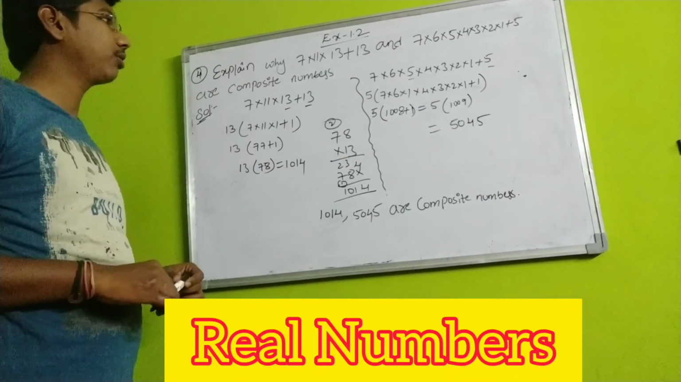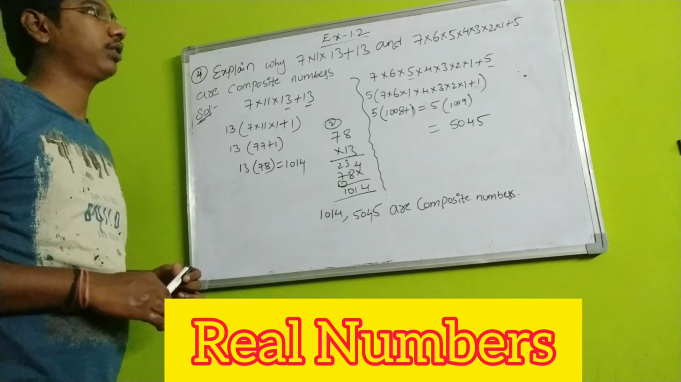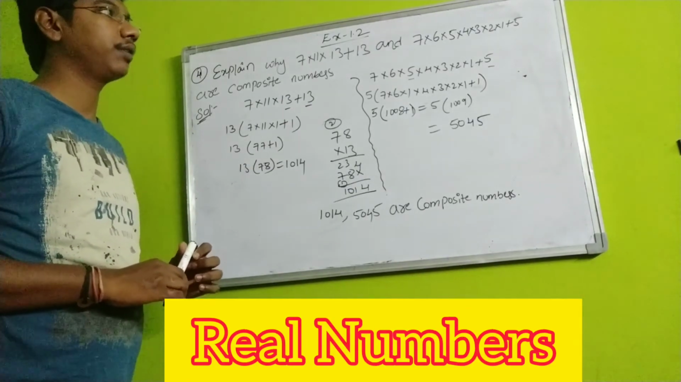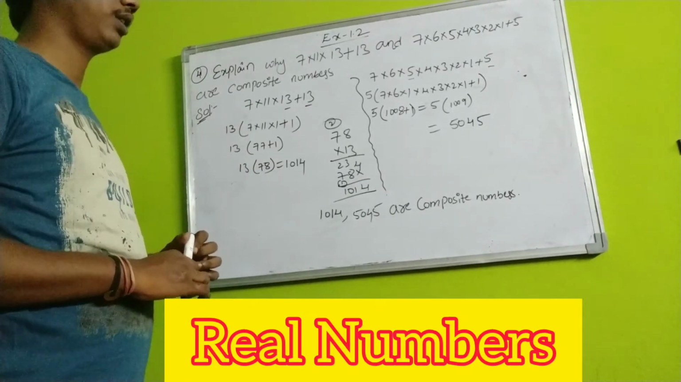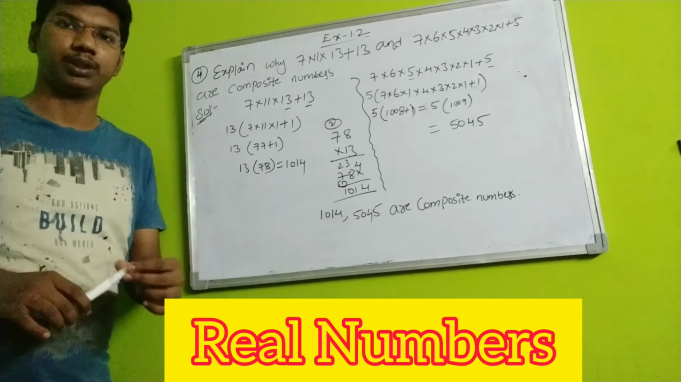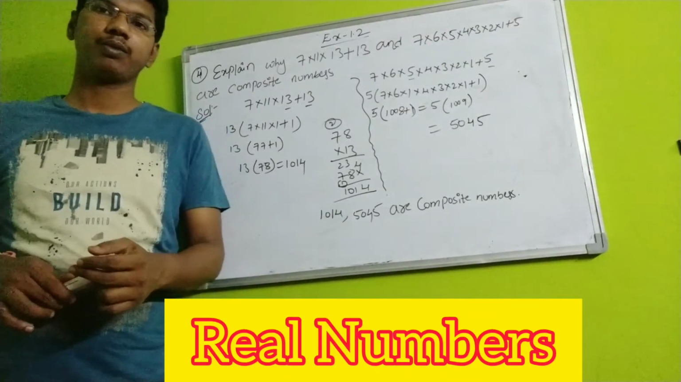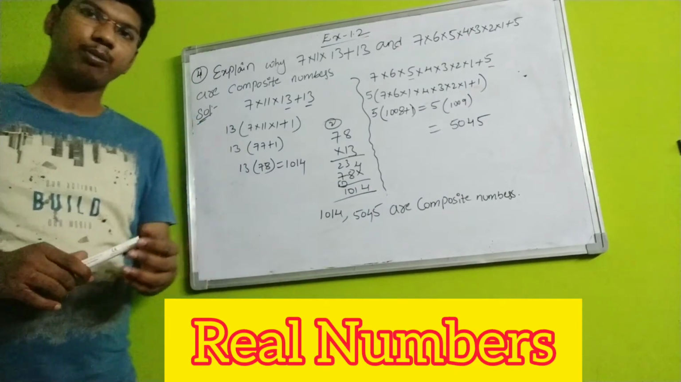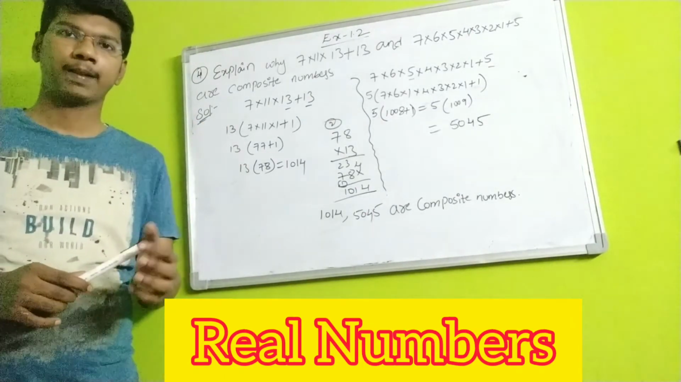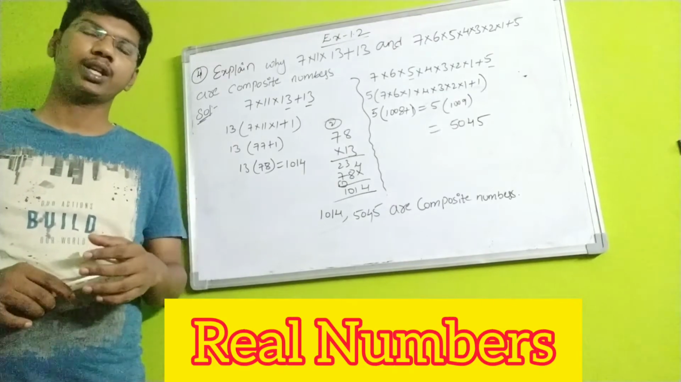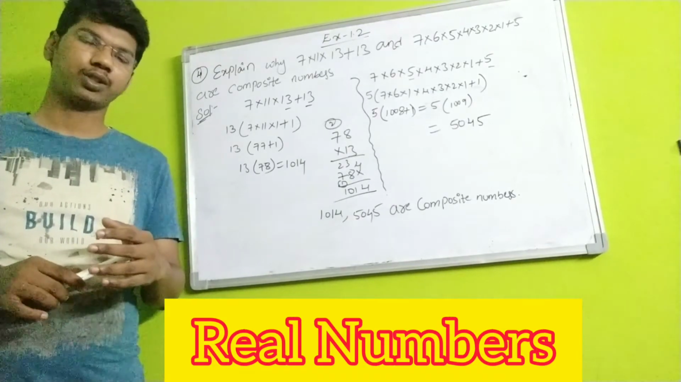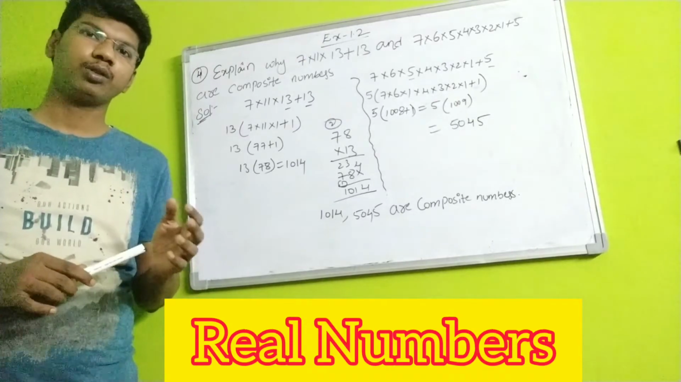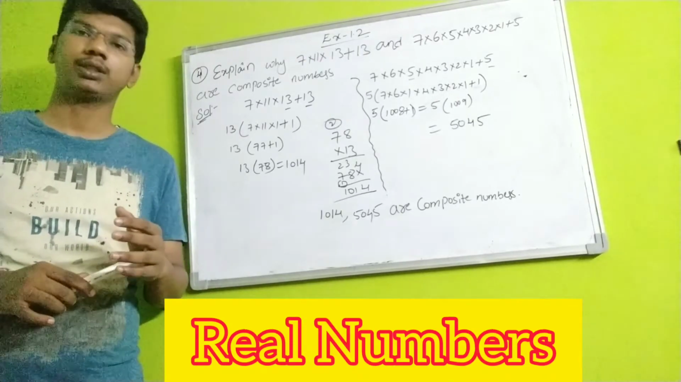Okay students, question number 4 is: explain why 7 × 11 × 13 + 13 and 7 × 6 × 5 × 4 × 3 × 2 × 1 + 5 are composite numbers. Before discussing the problem, first we should know the meaning of composite numbers. A composite number is a number which has more than 2 factors.